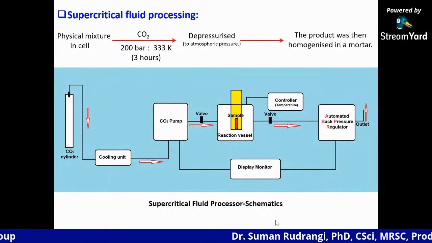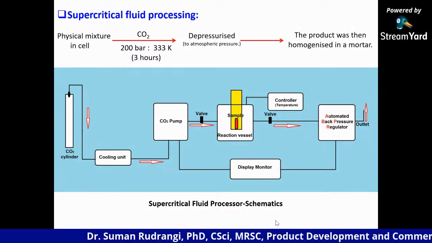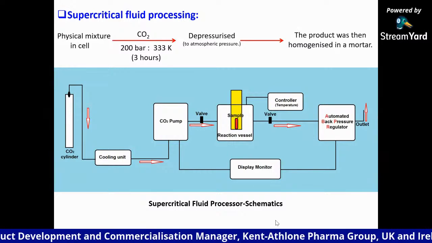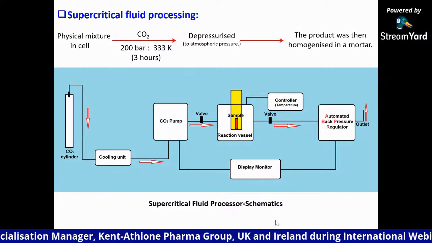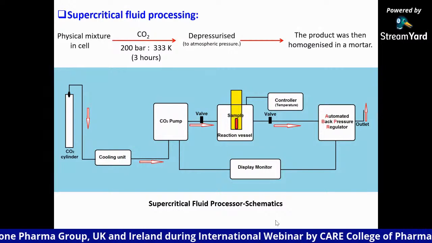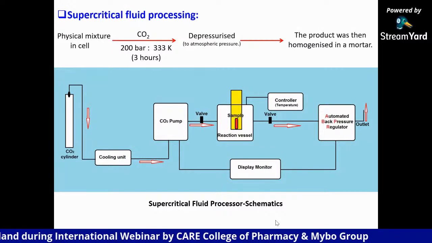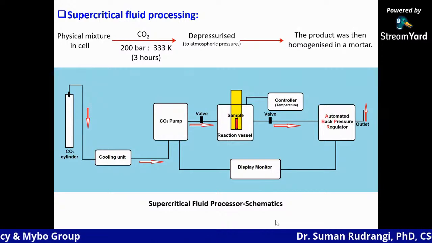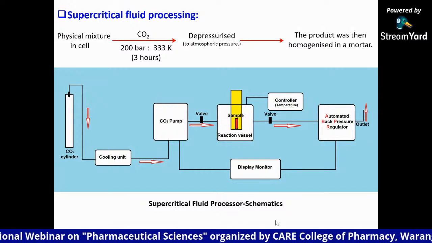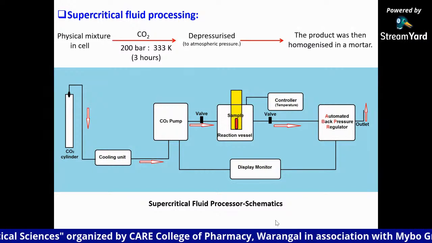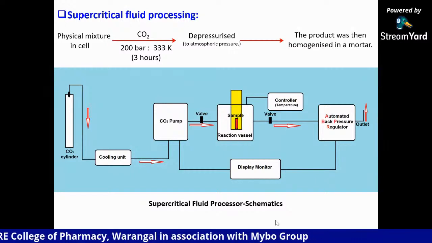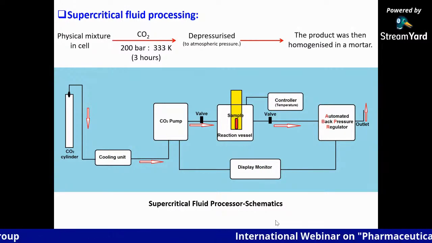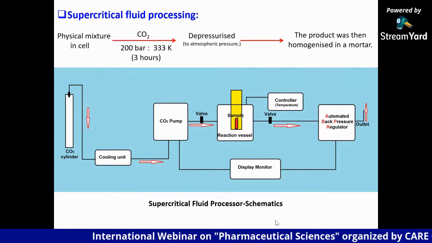Okay, so earlier I mentioned how the physical mixtures were prepared, later how freeze-dried mixtures were prepared. And in the supercritical fluid processing, how the complexes were prepared. I can show the schematic of this supercritical fluid processor first. We can see the carbon dioxide cylinder from where the carbon dioxide is passed through the cooling unit at nearly 4 degrees Celsius and later through a carbon dioxide pump, which pumps it through the reaction vessel. We can see the sample kept in the reaction vessel. The temperature and pressure are controlled by the controllers, and finally, the back pressure is regulated by an automated back pressure regulator. So this is a simple schematic of the supercritical fluid processor.